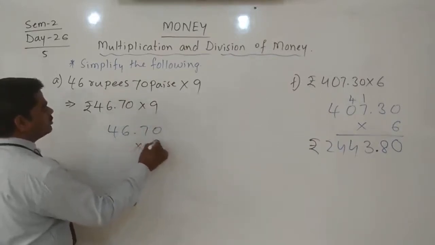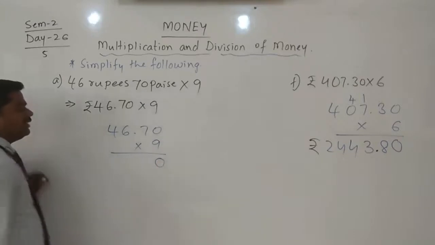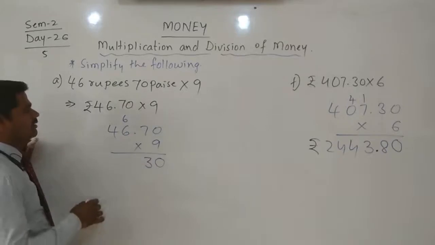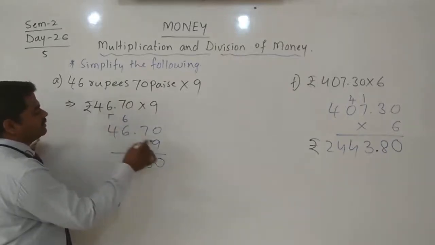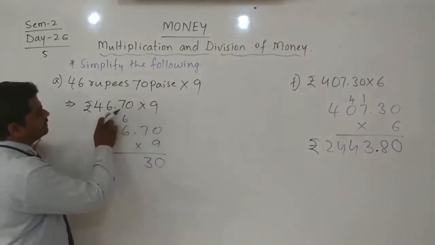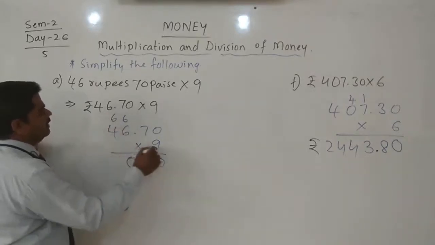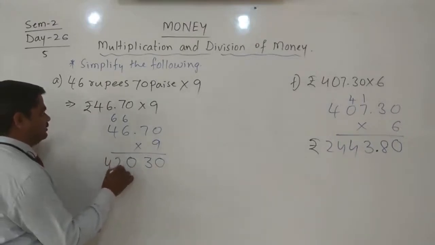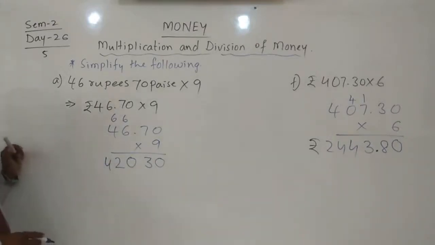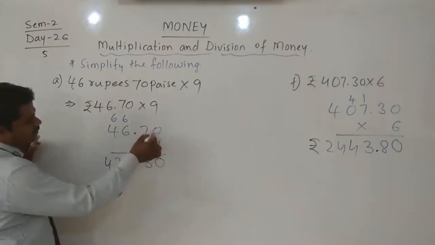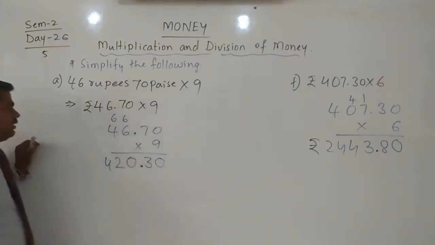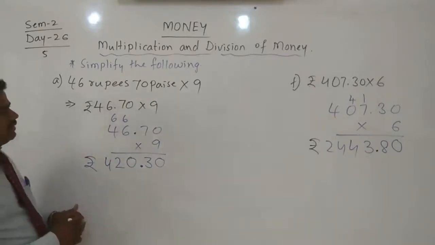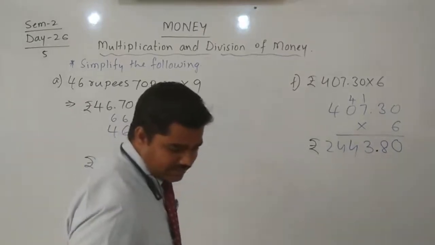46.70 into 9. 9 zeros are 0, 9 sevens are 63. Then 9 sixes are 54 plus 6 is 60. Then 9 fours are 36 plus 6 is 42. How many decimal places? 2 decimal places here. Then what's the product? 420 rupees 30 paise. Yes. Next one. Very easy it is also.